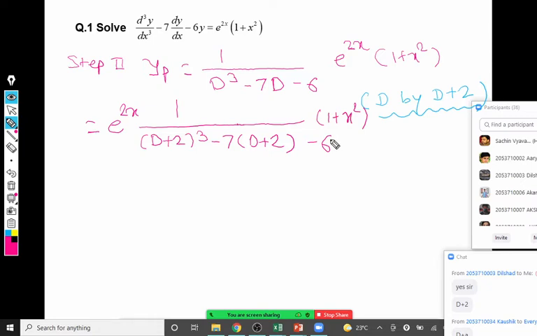So what we have done is only replace D by D plus a, so that the exponential term is taken out. And now this part we just have to operate on the algebraic function. So we use the method of algebraic function. But before that, we should simplify the denominator. So let me simplify. (D plus 2) bracket cube, tell me, it is a D cube.